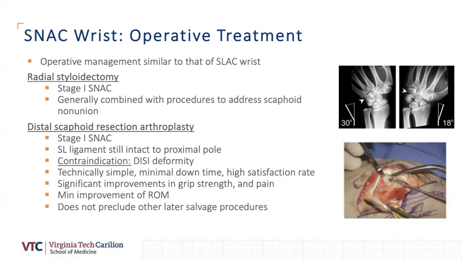And this is a good option. It's technically simple, with minimal downtime and a high satisfaction rate. You will have significant improvement in grip strength and pain, although it won't have much improvement of range of motion with this procedure.